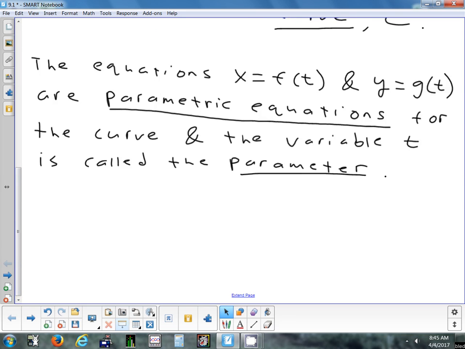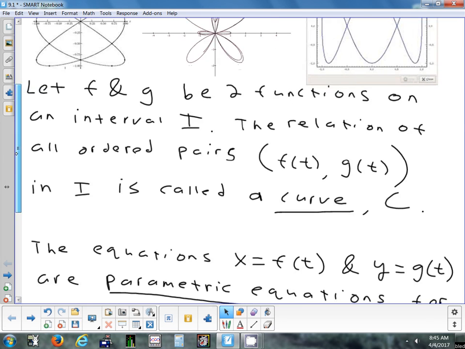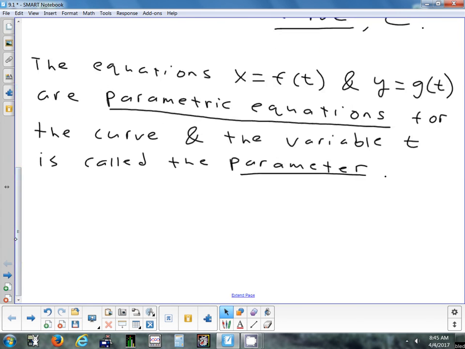Okay, any questions on some of those terms? Interval, curve, parametric equations, anything like that? All right.